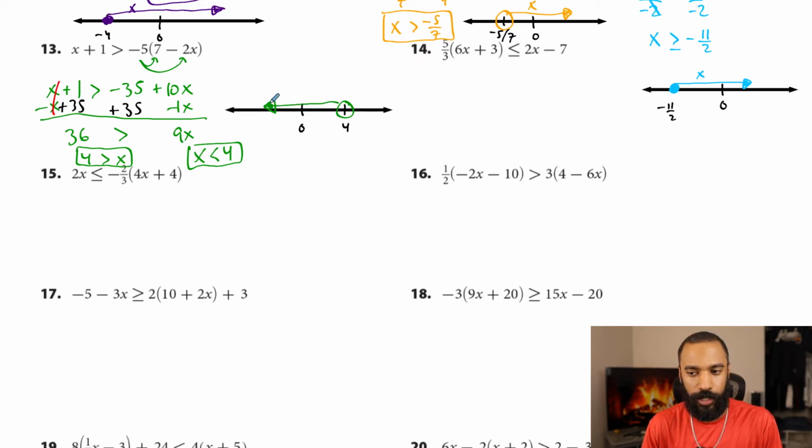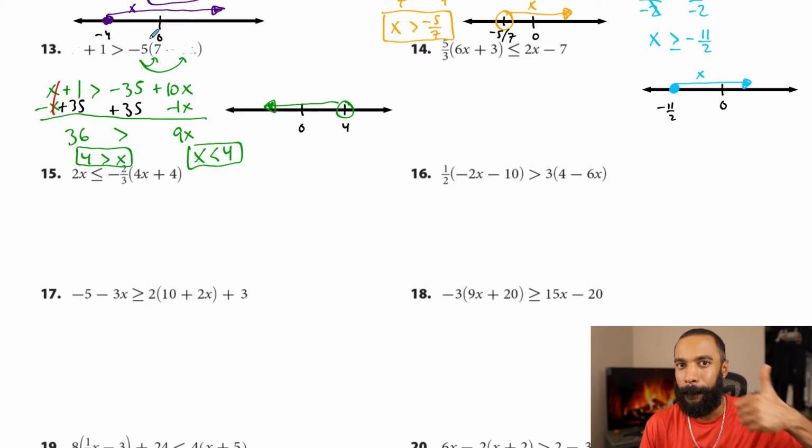Now, if you're not sure, keep in mind, double check with your 0 again. And I'm going to do it here because I have 2 different things with x in it. And guess what? With 0, they both go away anyway. So check this out. 0 plus 1, well, that's just 1. 7 minus 2 times 0, that's just 7. So let's try this and see if we get what we expect, a true statement. Is 1 greater than negative 35? Bingo. We're on the right track.